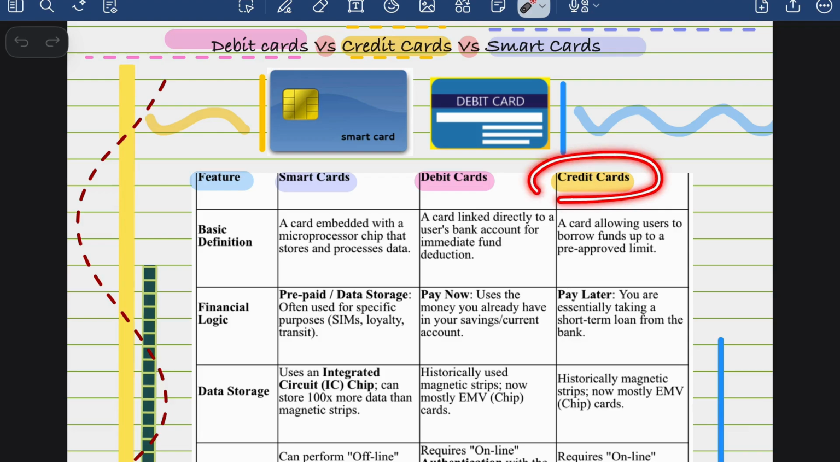And the second is credit card. The core trick to remember the credit card is the phrase "pay later." So when you use a credit card, you are not touching your personal bank account. You are drawing down a line of credit, essentially taking a micro loan from a bank, right? Up to a pre-approved limit, say up to 1 lakh you can take as a loan in a month. So if you don't pay the bank back at the end of the month, they charge you incredibly high interest rates. So it is very important that you take that loan only when you already have a decent amount of money with you to pay on time.